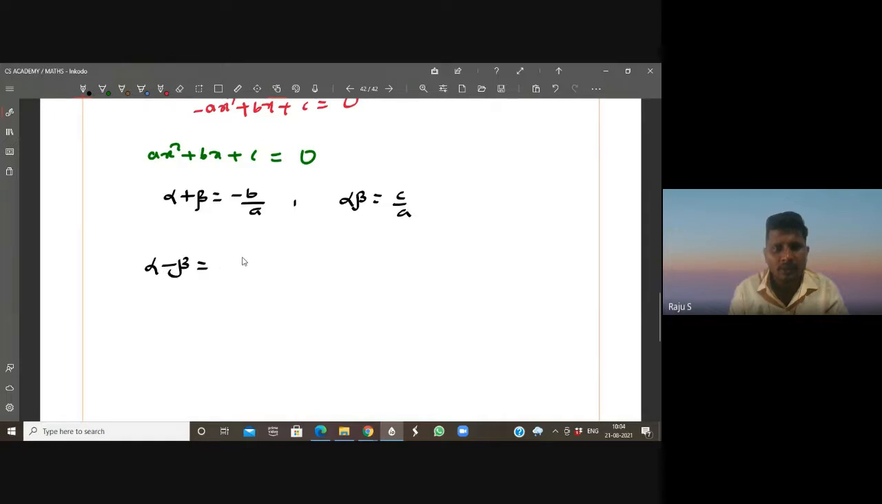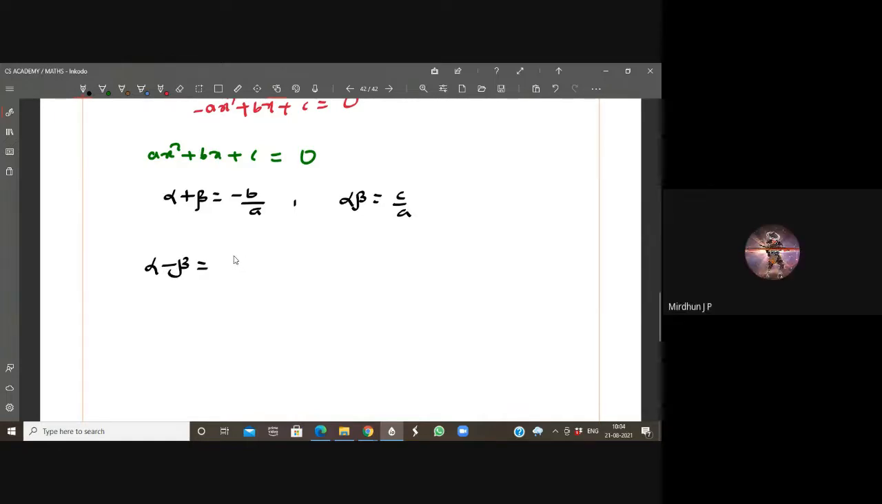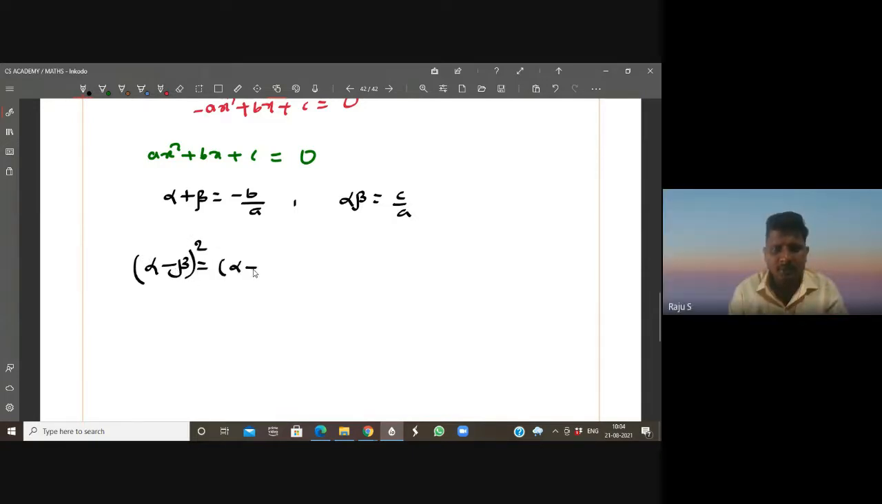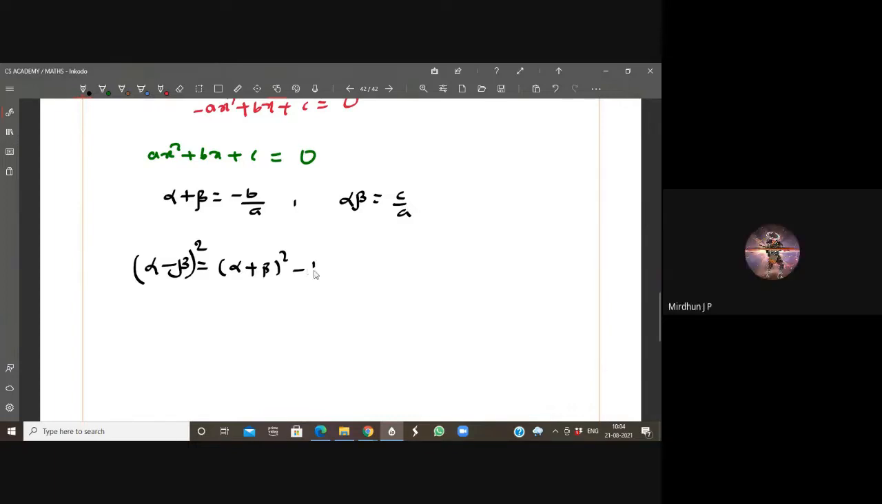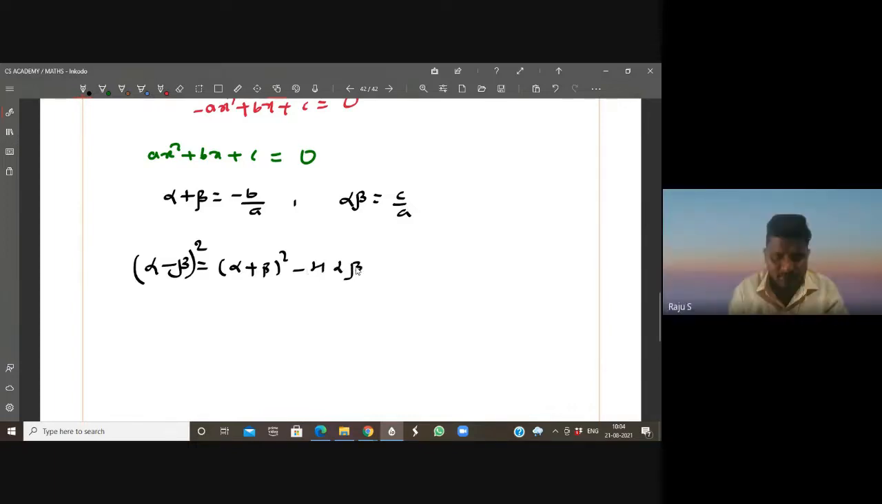Very important. Root over alpha plus beta the whole square minus 4 alpha beta. Yes, alpha minus beta the whole square is equal to alpha plus beta the whole square minus 4 alpha beta. So this is the formula we have. Just replace: this is minus b by a the whole square minus 4 times c by a.